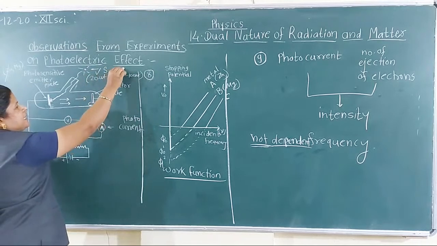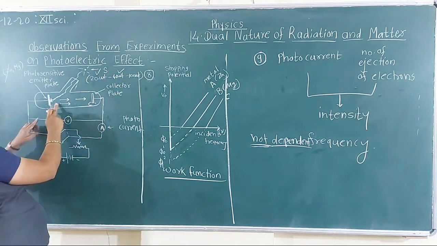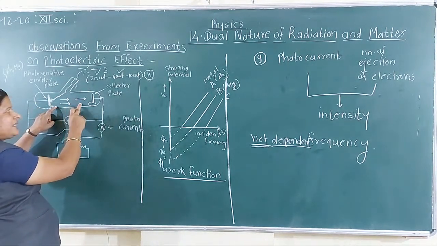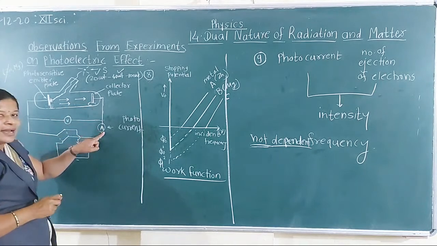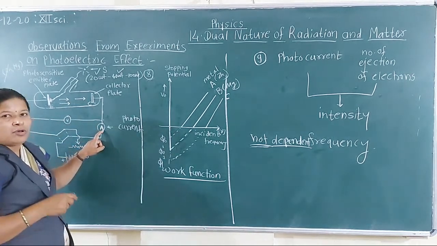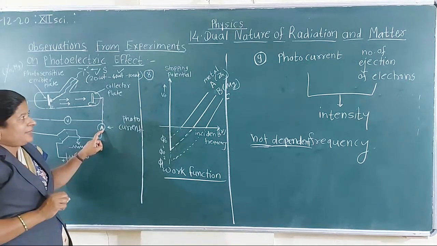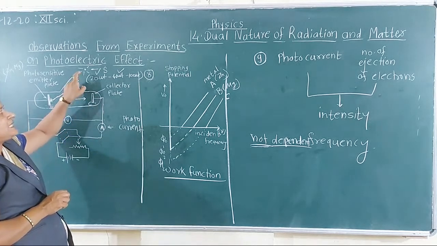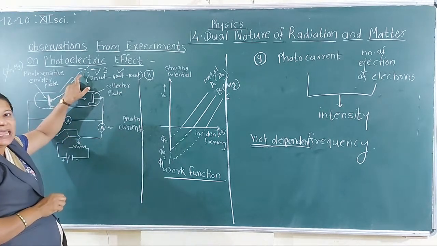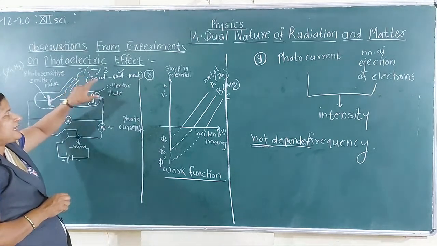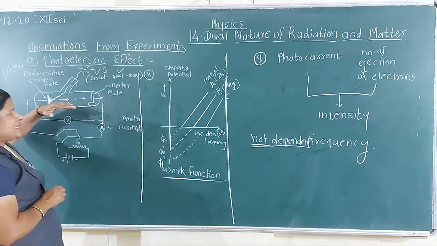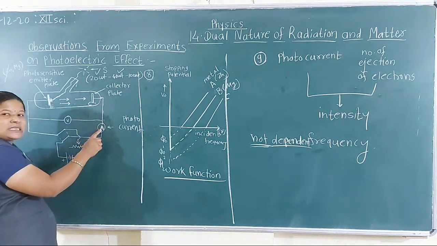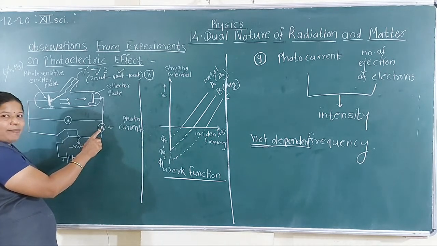As the intensity increases, the number of electrons from this emitter plate also increases. And as the electrons increase, the current in this ammeter also increases. That means the number of ejected electrons depends on the intensity of this source. As we decrease the intensity, the number of ejected electrons also decreases, which gives less photoelectric current in this ammeter.